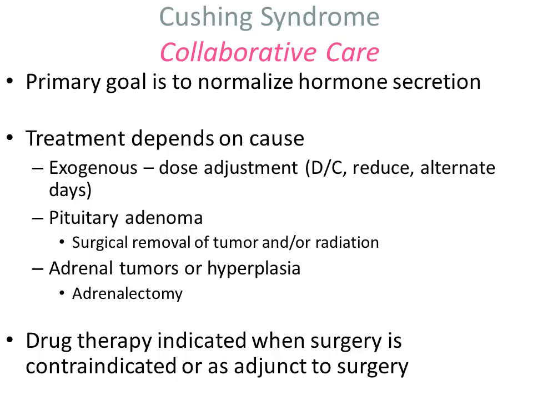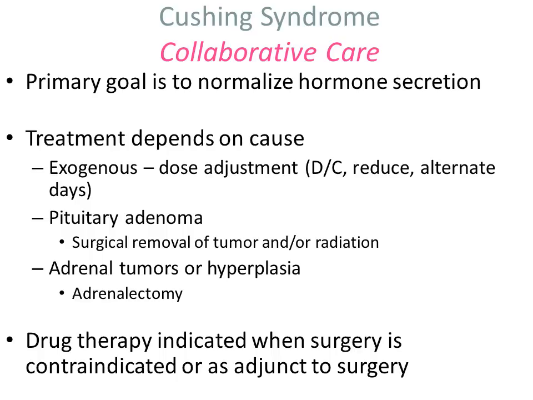Collaborative care. What is the goal? The primary goal is to normalize hormone secretion. So if it's because we've been giving too much steroid, then we've got to stop it. We've got to reduce the dose, or we have to wean it down, so we might use alternating days.